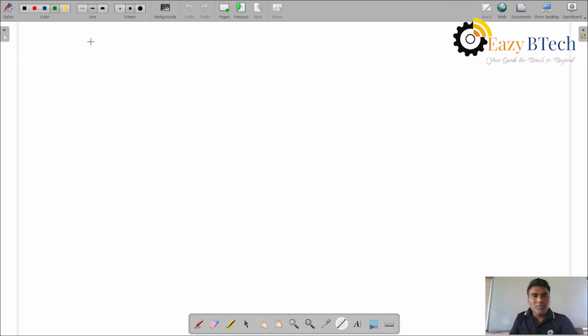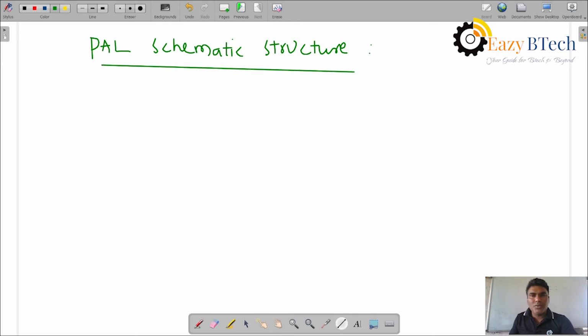Sometimes in problems we can discuss this schematic structure. In problems, we can represent this PAL schematic structure, and this structure can be used. Let me see the structure: x1, x2 and x3.